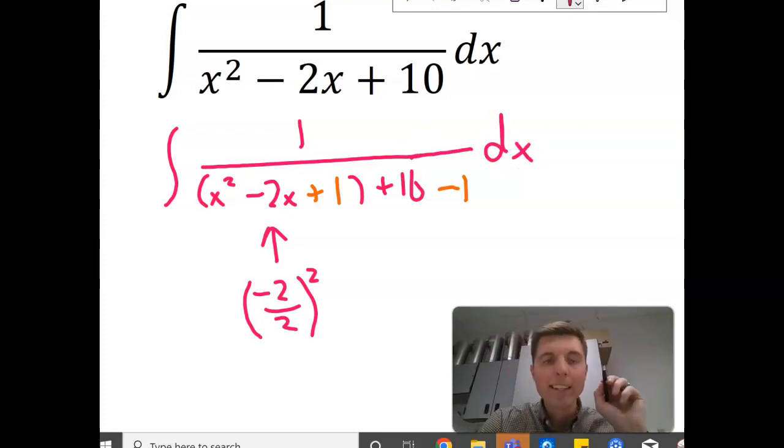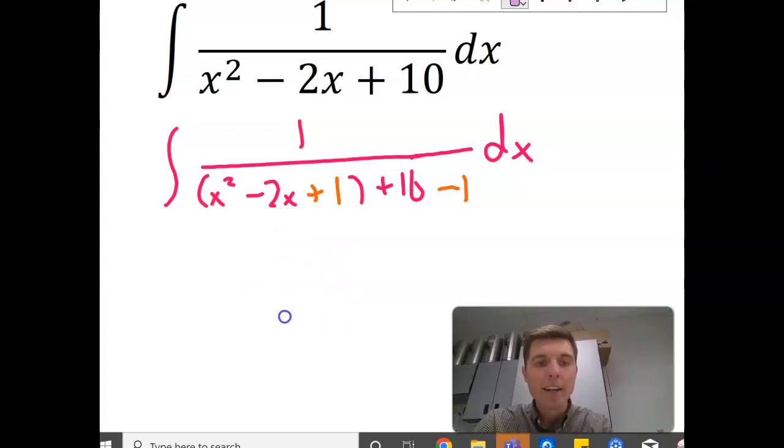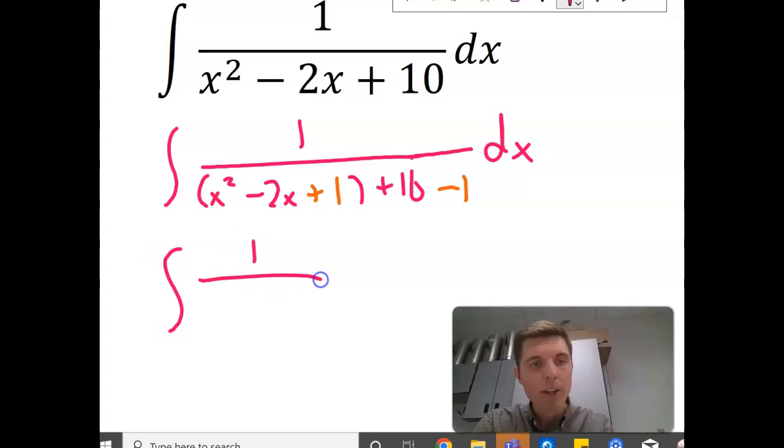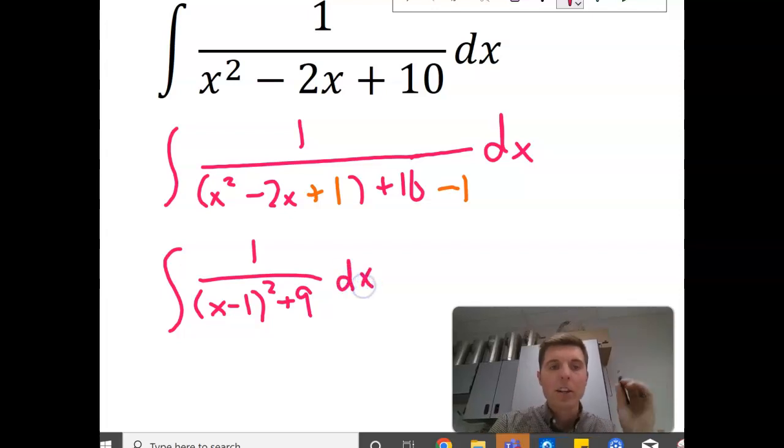And now let's simplify slightly to see what happens here. So I'm going to erase this. But remember, every time b over 2 squared, that's the number that I'm adding to both sides. So this is now the integral of 1 over, and here's where the sum of squares comes in, difference of squares, whichever one it is. I can now factor this. This is x minus 1 squared plus 9. So 10 minus 1 is 9. That's why it's called completing the square. I'm making that first chunk a square term.